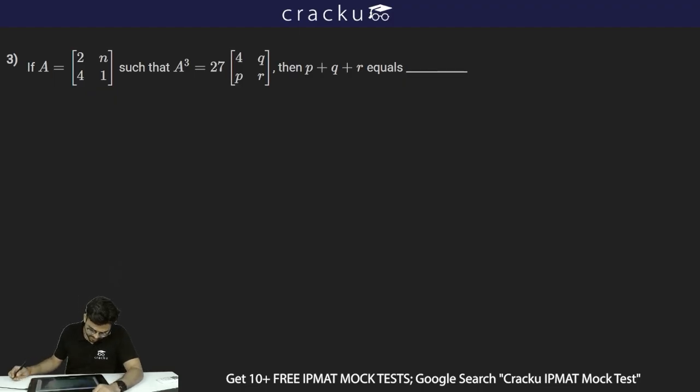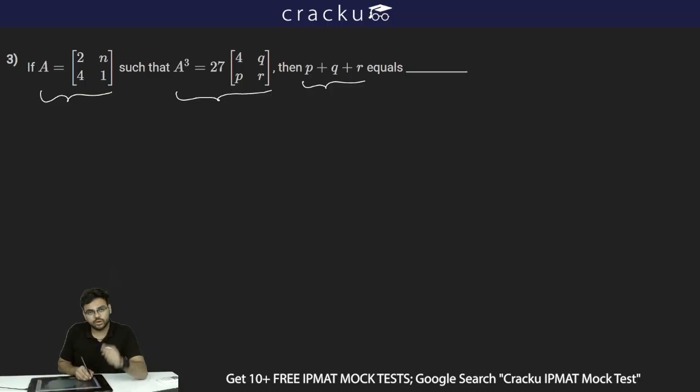Then the next question is saying: if A is equal to the matrix [2, n; 4, 1], and A cube is such that A cube is equal to 27 multiplied by the matrix [4, q; p, r], then what is the value of p plus q plus r? Okay. So I'm given A. First I'll find out A square, and then I'll find A cube, and then I'll compare my A cube with the given A cube.